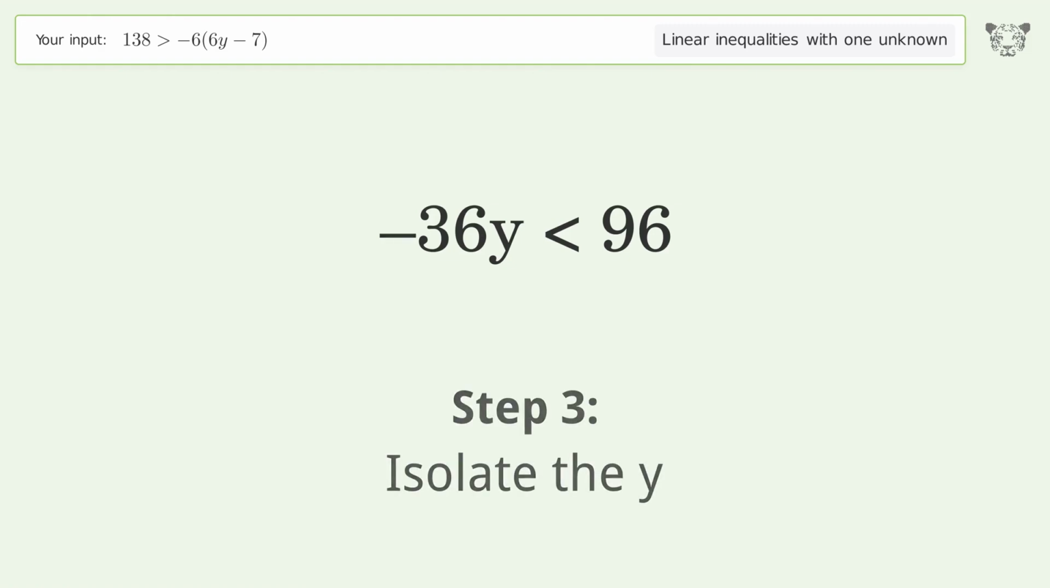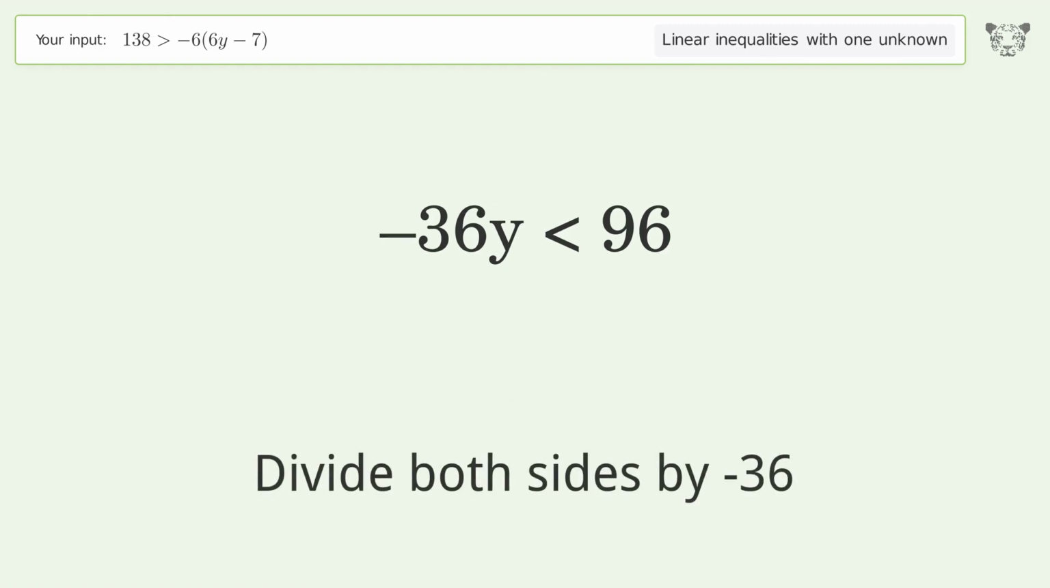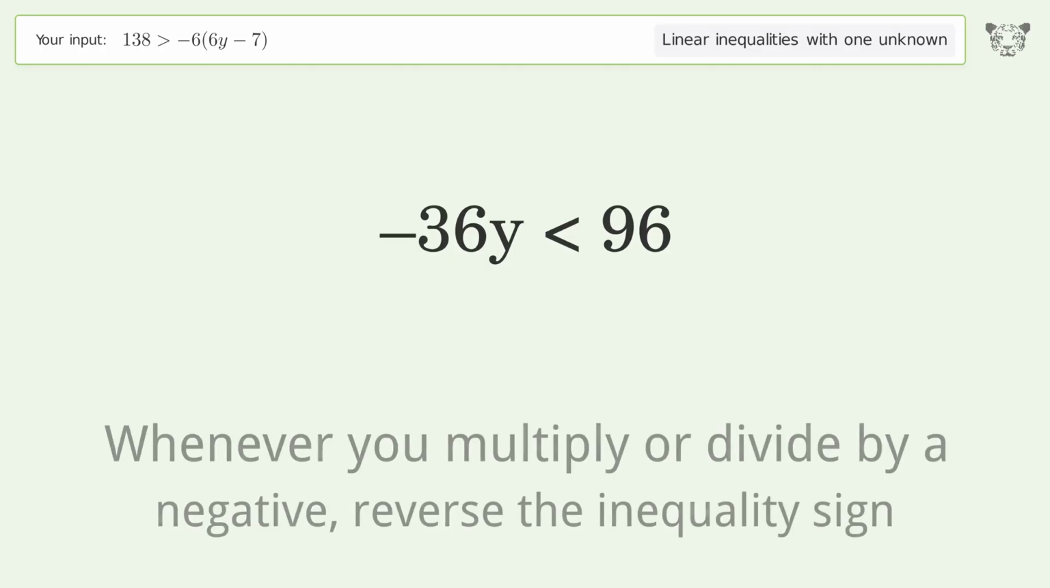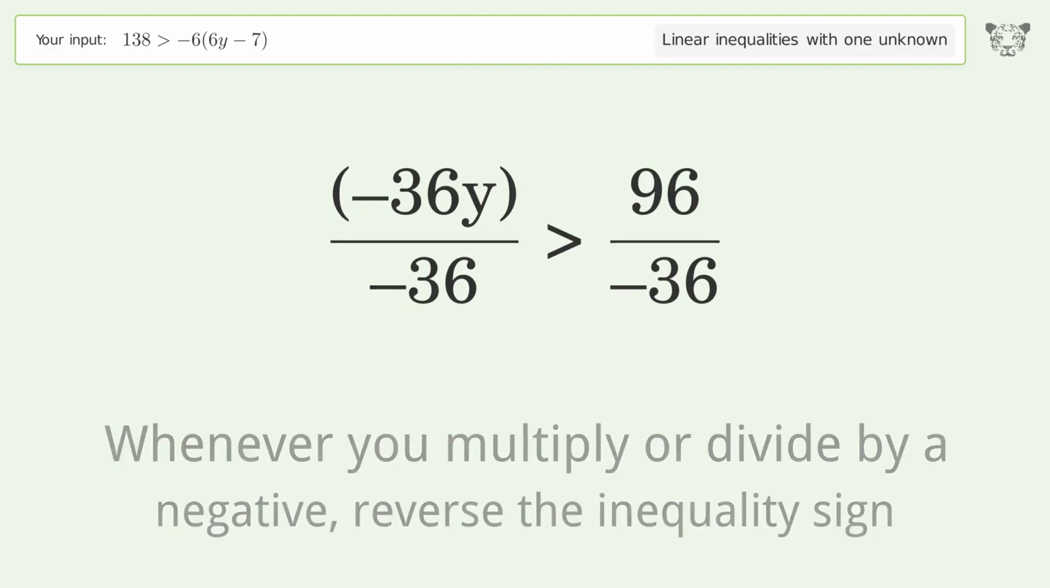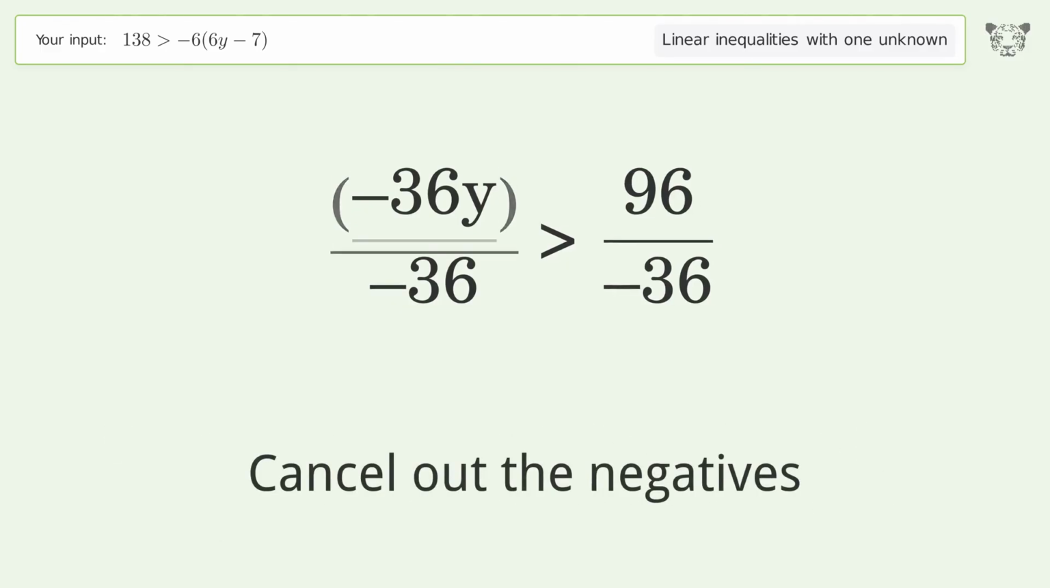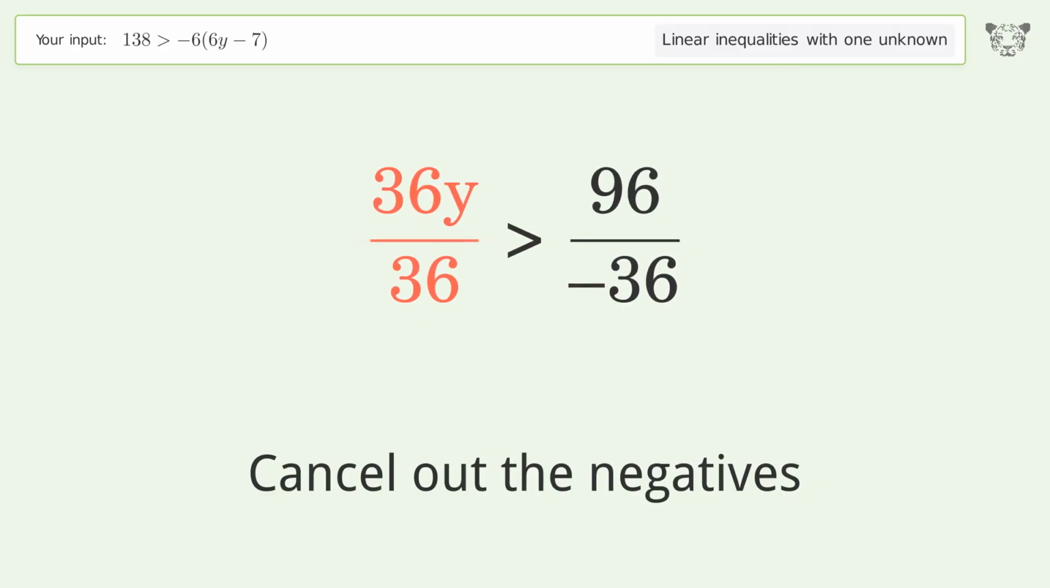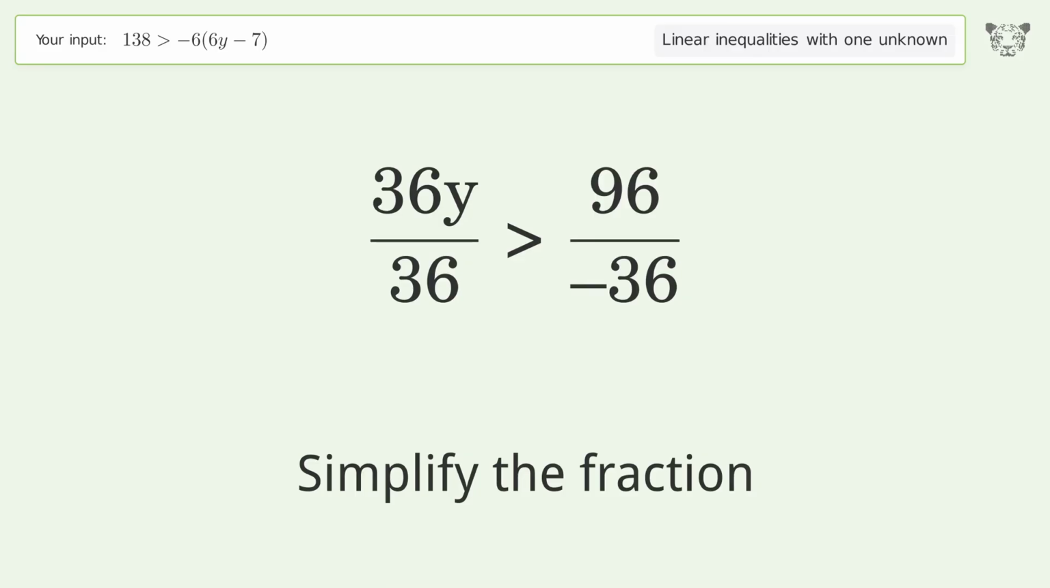Simplify the arithmetic. Isolate the y. Divide both sides by -36. Whenever you multiply or divide by a negative, reverse the inequality sign. Cancel out the negatives. Simplify the fraction.